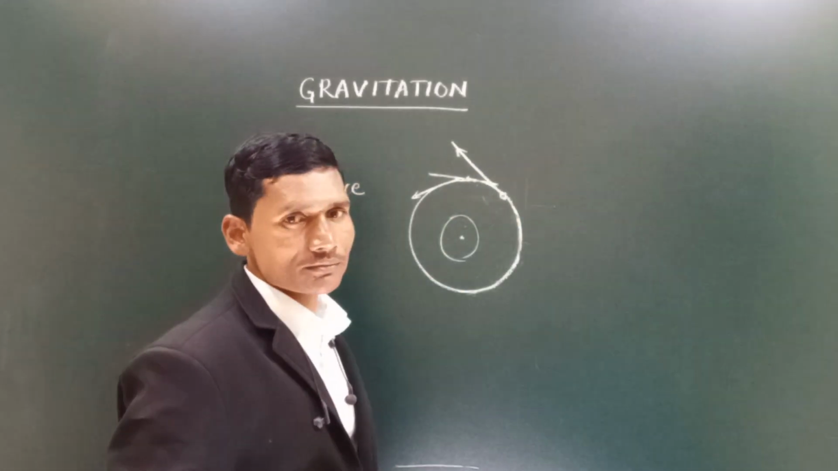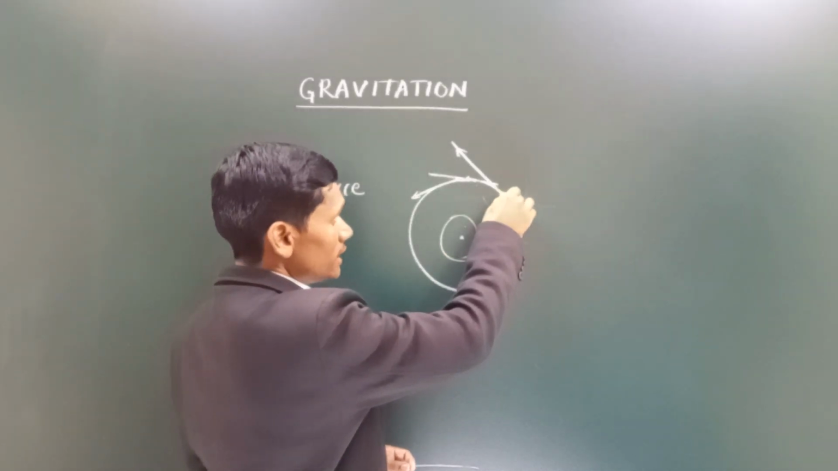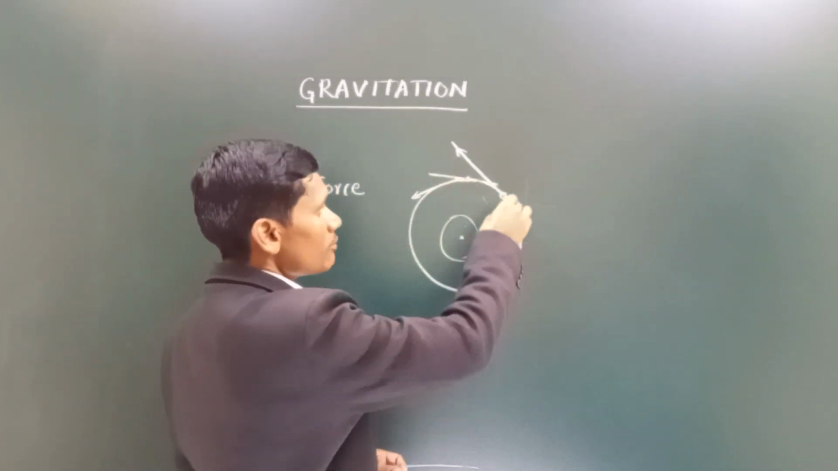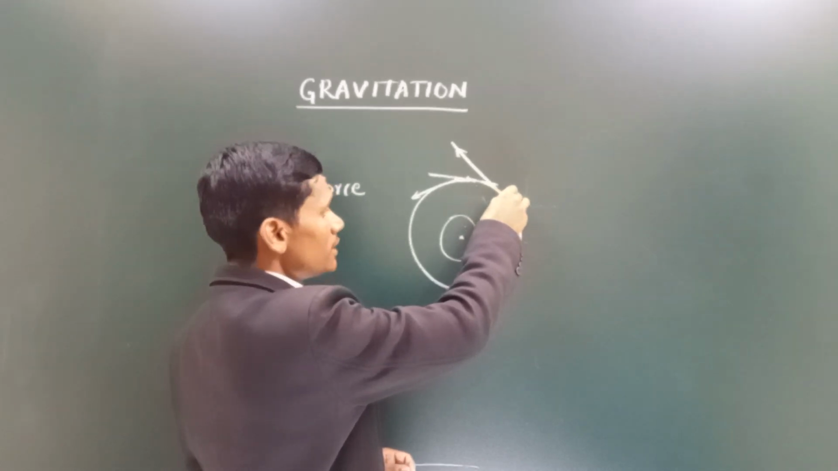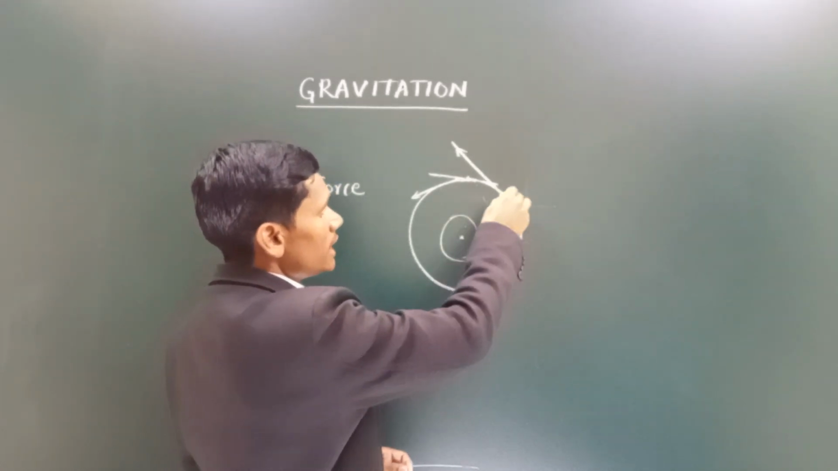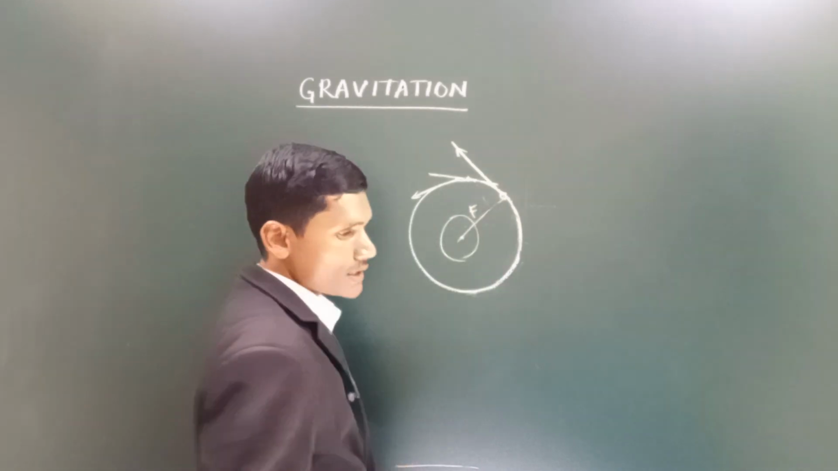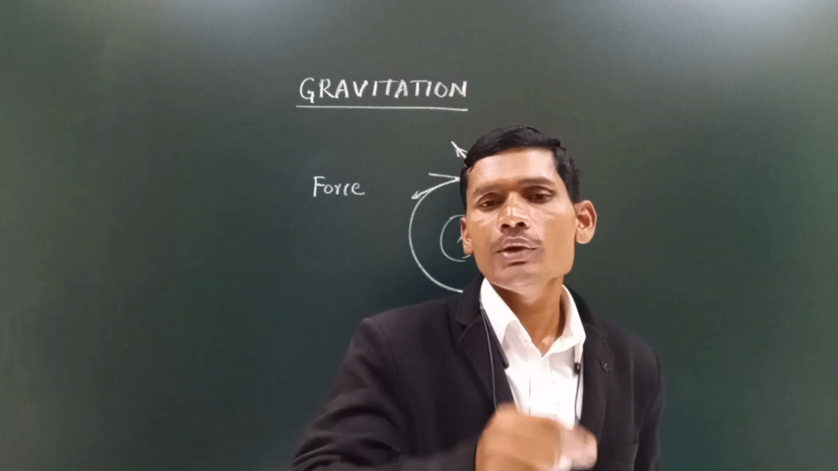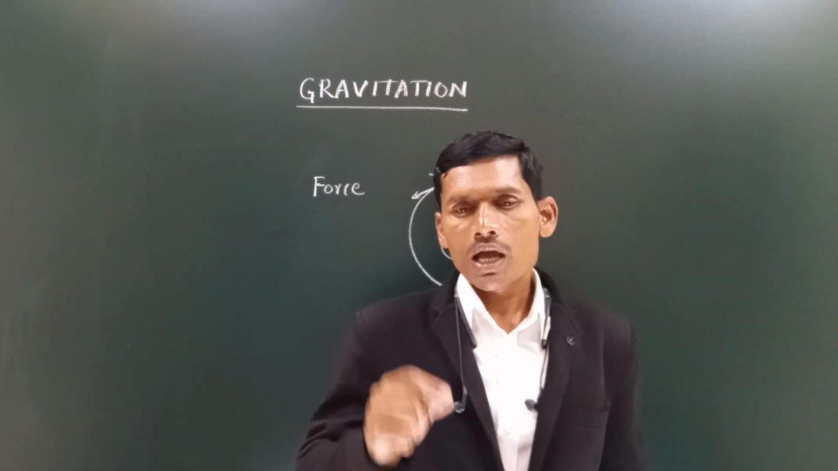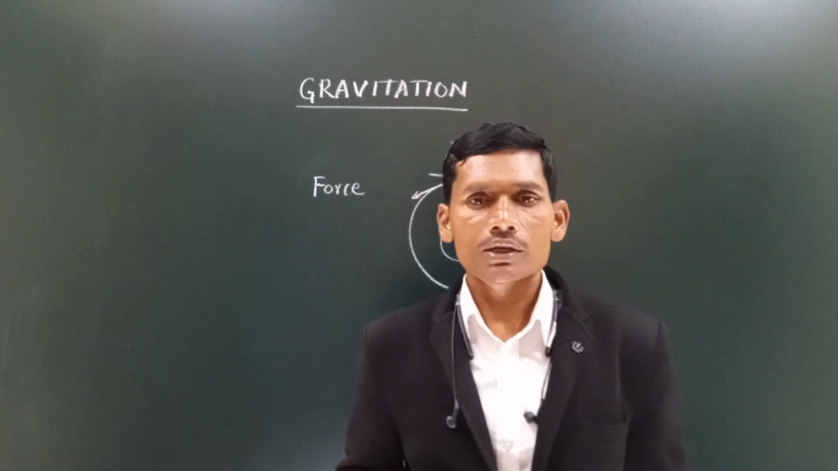Centripetal force. The force which is pulling that object which is moving in circular path, which is being pulled by the center, this force, it is called the centripetal force. We call this as centripetal force. Because of centripetal force, the moon is moving around the earth and planets are moving around the sun, right?